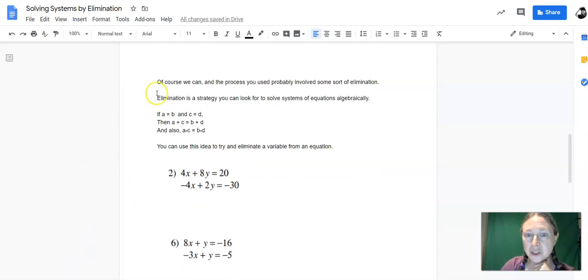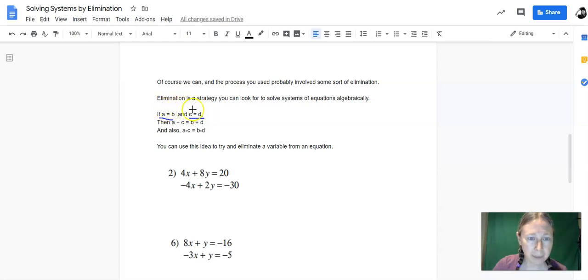So elimination is a strategy that you can use to solve systems of equations algebraically. You want to look for easy ways that you could do substitution or elimination when you're solving systems generally. But it works off this basic principle. If A equals B and C equals D, then you can add A plus C and you can add B plus D, and you still have an equivalent equation. You're just adding things that are equal. Likewise, you can also subtract things that are equal and you still get an equal statement.